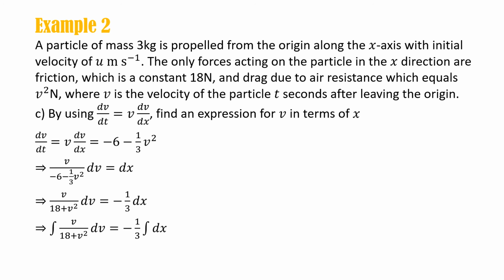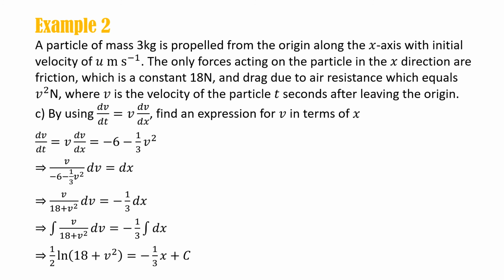Now on the left-hand side, the top is not quite the derivative of the bottom. If we had 2v on the top, well then it would just be the natural log of 18 plus v squared. But because we've only got v on the top, we've only got half of that natural log. So on the left-hand side, we're going to have half of the natural log of 18 plus v squared. Negative third integral of dx is just going to be x. And of course, we've got a constant of integration.